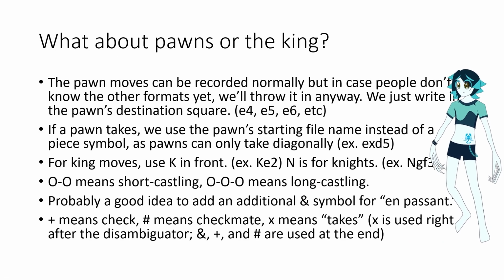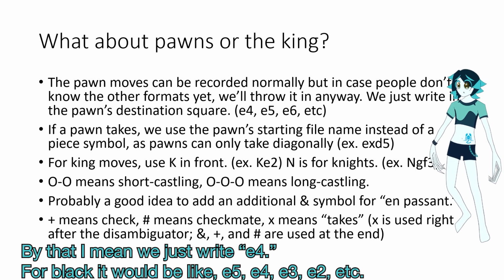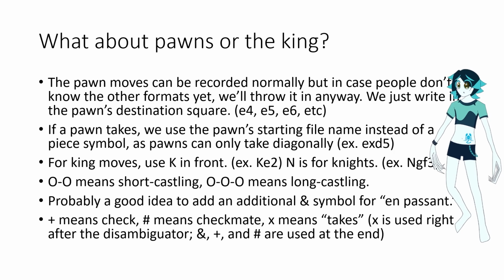What about pawn to the king? Well, in case people don't know the current notation format yet, we'll just go over it briefly anyway. We just write the destination square for the pawns. If you say pawn to e4, because pawns can only move forward, the pawn would obviously have started at e2 and then moved to e4. So we just write pawn to e4. And then as it moves further along, we just write e5, e6. Likewise, from e7 we say pawn e5, pawn e4, pawn e3, pawn e2.